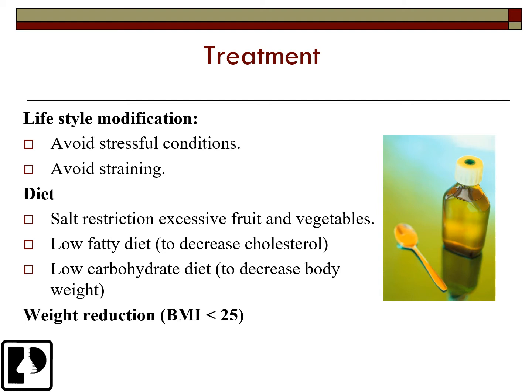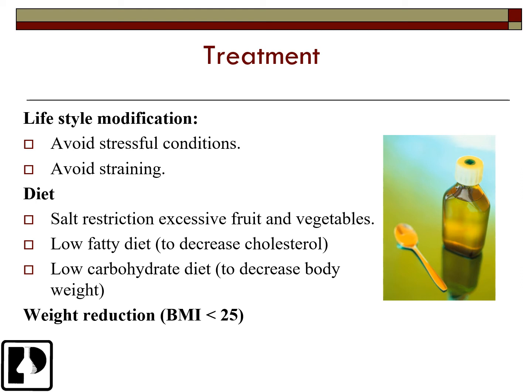Treatment. First of all, we need lifestyle modification. We need to avoid stressful conditions and avoid straining, because all of this will lead to sympathetic overstimulation and vasoconstriction of the blood vessels. Diet, we must have salt restriction and excessive fruit and vegetables. Lifestyle modification and diet control are sufficient in the pre-hypertension patient, but in the diseased patient, we must do this and also take medication.